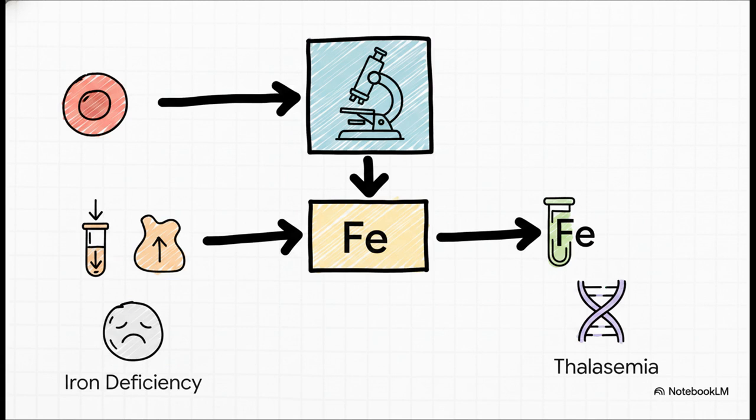If the count is low, it means the factory is not responding. So your next move is to check iron studies. If you see low iron and a high TIBC, which you can think of as how hungry the body is for iron, then bingo, that's classic iron deficiency anemia. But if the iron studies are normal, you have to think about something else, like thalassemia, and you'd confirm that with a test like HPLC.